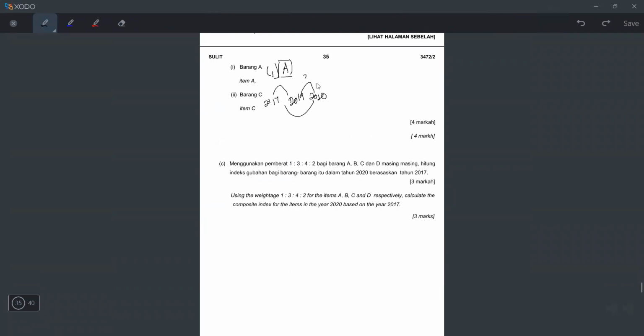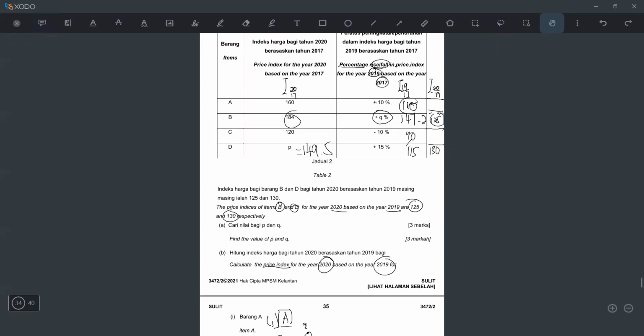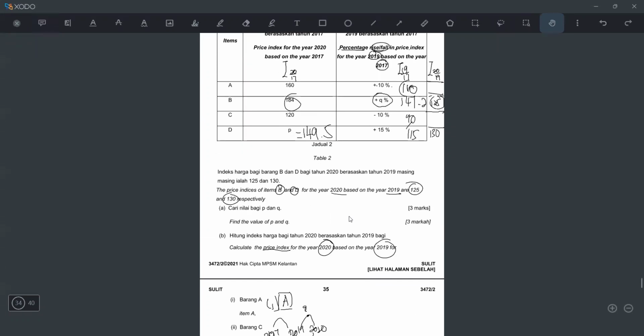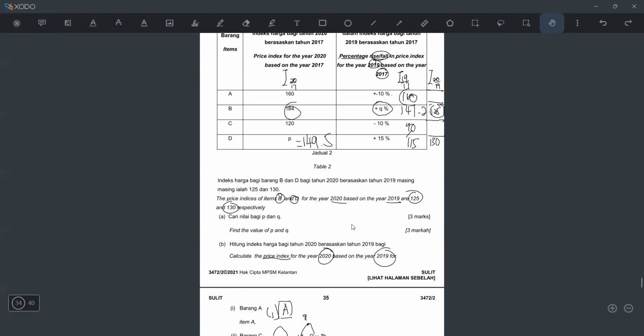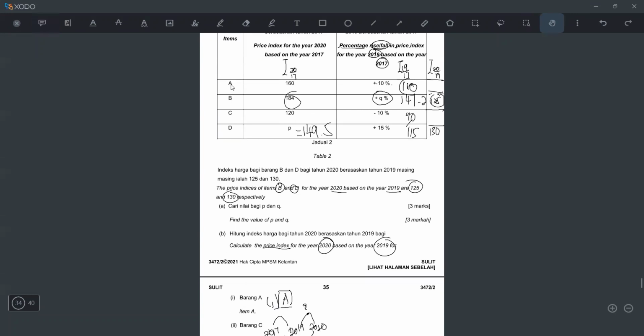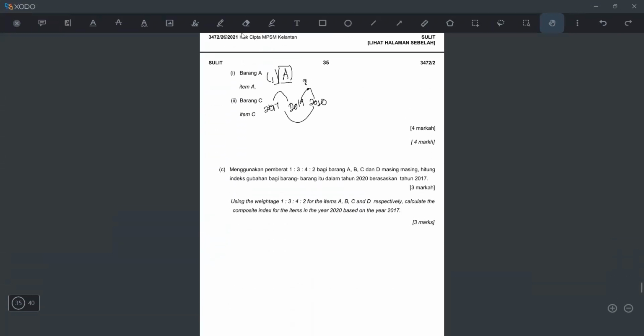Okay. So the 2019 here is the one I'm finding, and this is the 2017. It means I have to have 110 here and the other value here, then only I can find. So do I have the 2017 one? Yes. How much is it? 160. Because I'm finding for A, of course I'm taking the A one. So 160.